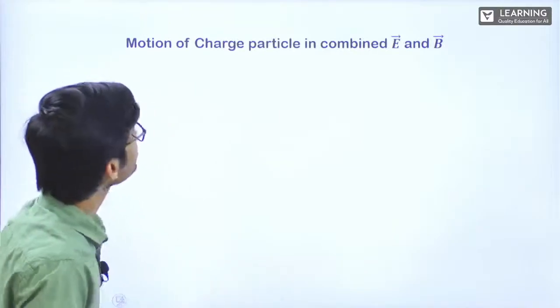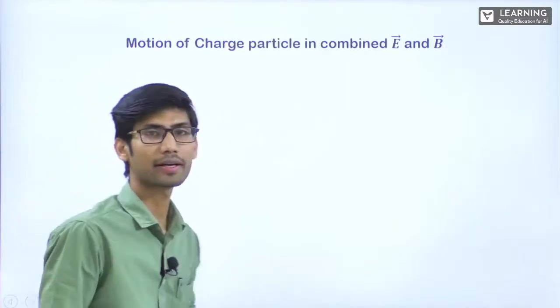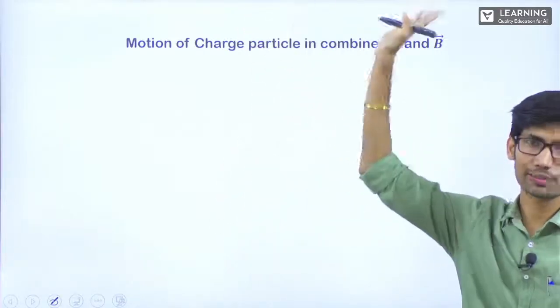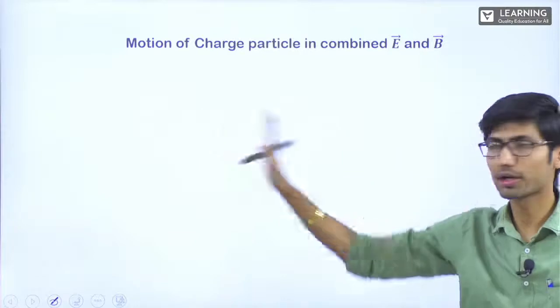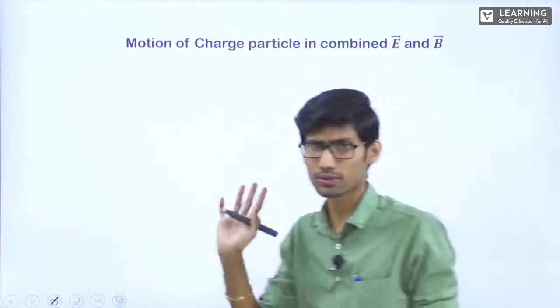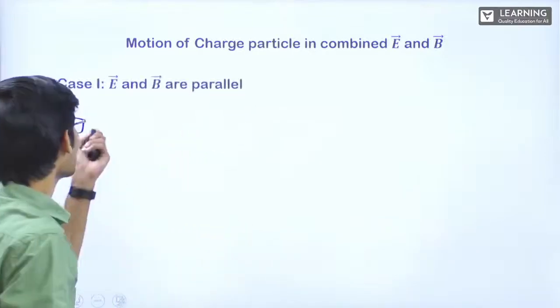So now, motion of charged particle in combined electric and magnetic field. I am going to go fast here. Electric field motion we have seen in the first chapter. Magnetic field motion we have seen right now. Now it is the combination. We'll go fast. Okay.